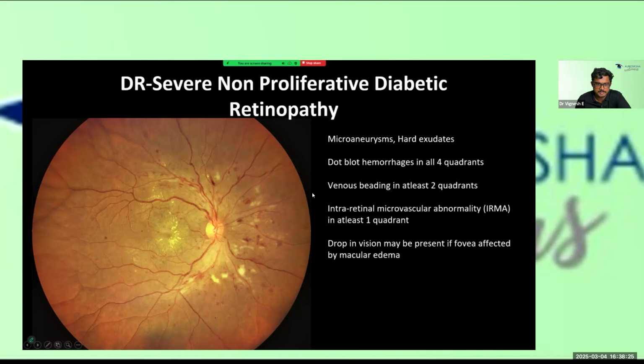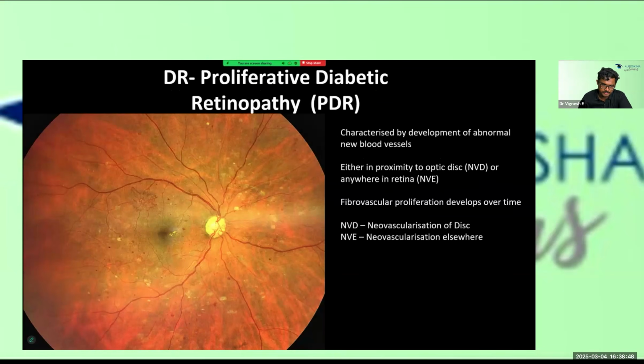Coming to the next stage, this is severe non-proliferative diabetic retinopathy, where there can be microaneurysms, hard exudates, dot blot hemorrhages in all the 4 quadrants, venous beading in at least 2 quadrants, intraretinal microvascular abnormality in at least 1 quadrant. Similarly, if the fovea is involved by macular edema, the patient will complain of a drop in vision. So now we have seen the 3 stages of non-proliferative diabetic retinopathy.